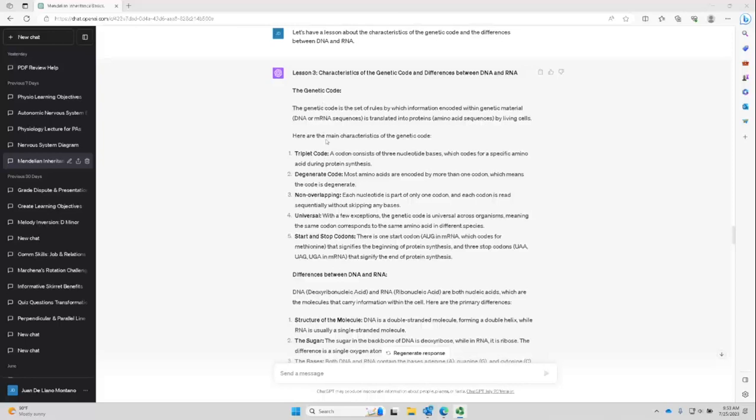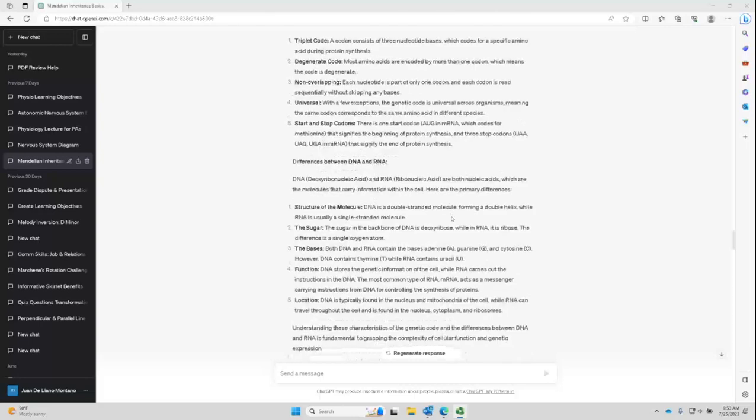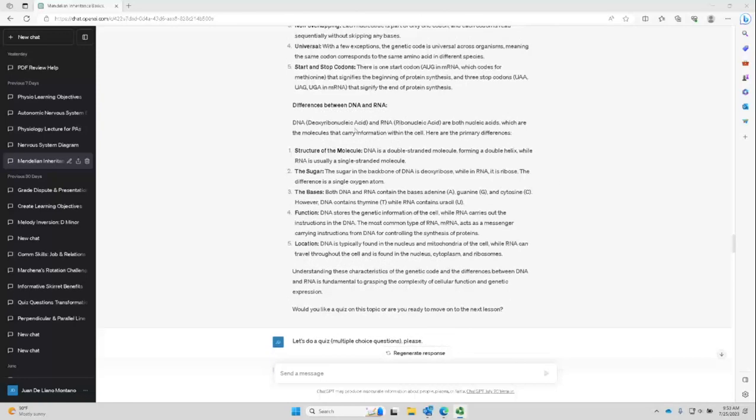Okay, feel free to stop, to pause, and analyze. Compare the characteristics of the genetic code with the ones you have in the lecture, the books. Here we have the differences between DNA and RNA. Again, you can pause and read the differences. You can take notes, copy, paste, whatever you like.